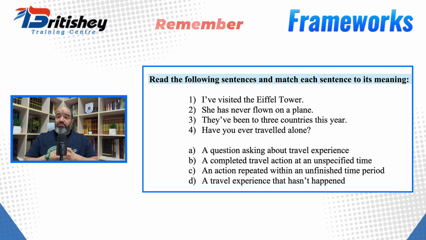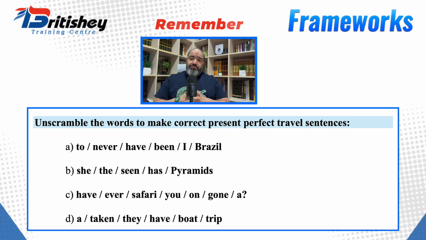Now, what about form? You can give them sentences with jumbled words, and they need to unscramble these sentences so that they become accurate. So they rearrange the words so they have accurate sentences in terms of structure, like this activity.